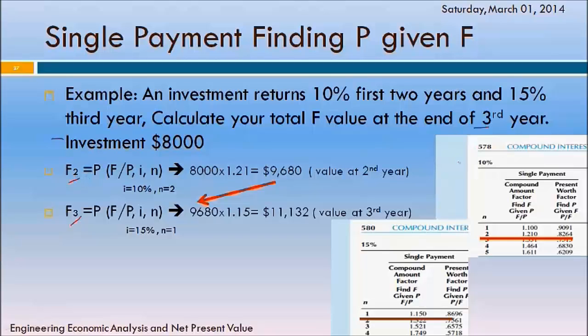So same way, I put the two different tables. This is page 578 and this page 580. This talking about 10% and this talking about 15%. Now in the first one, we are calculating F, the future value of your $8,000 at the end of the second year, because the first 2 years you're getting 10%. Fine. So $8,000, pick up the right factor here, 1.21, 1.21, substitute and get the amount. So at the end of the second year, your future value is $9,680. This is the value of the second year.